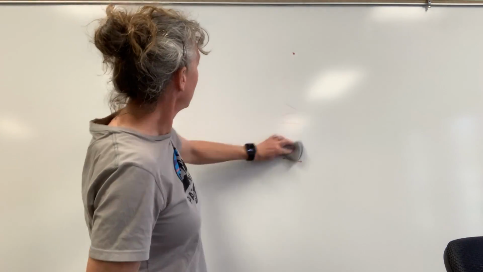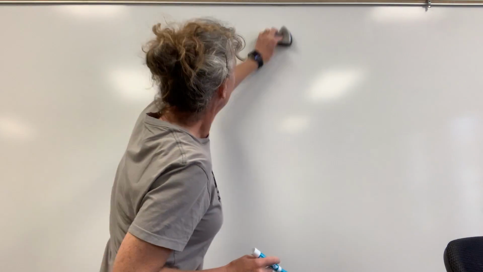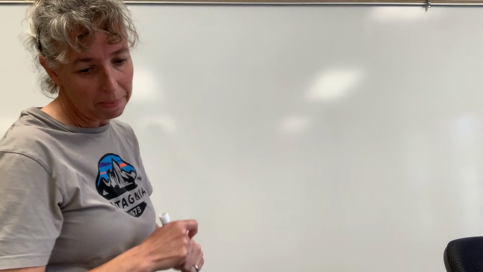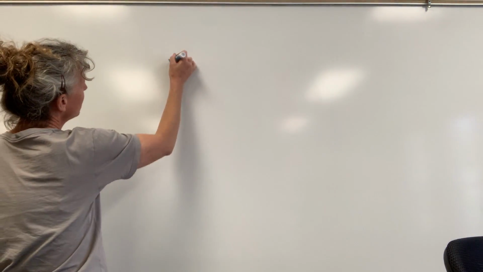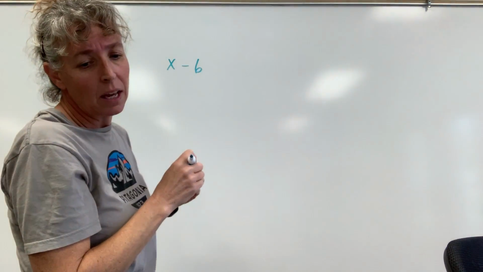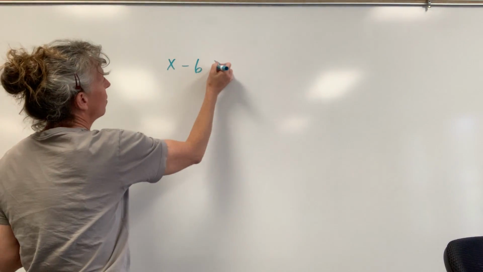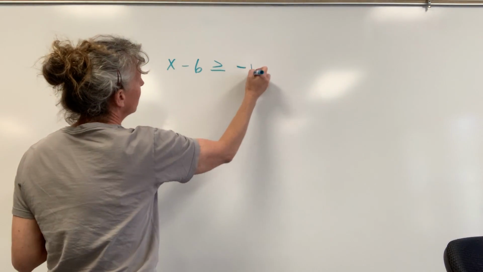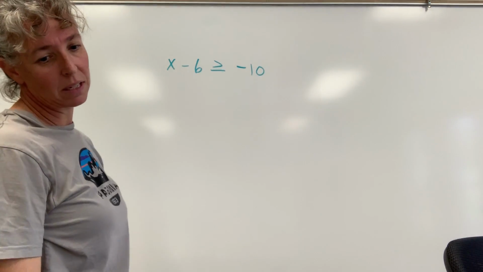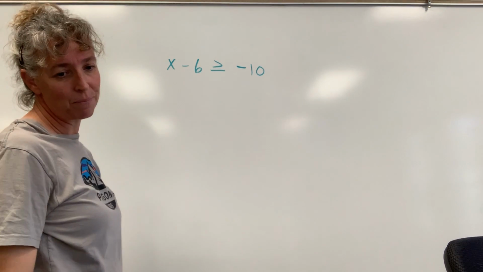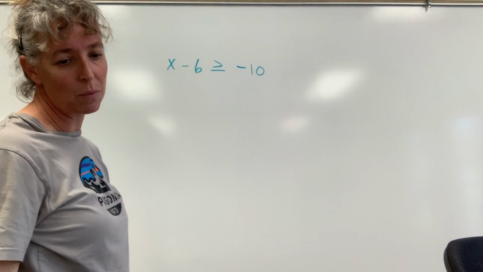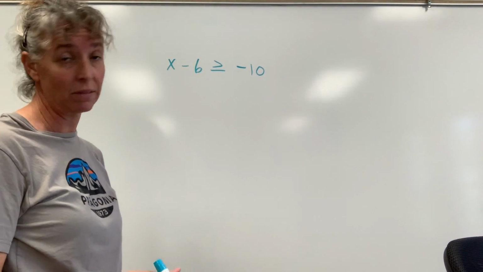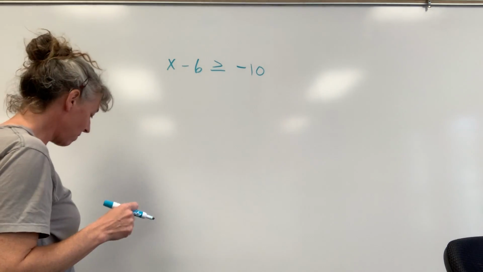So let me get rid of these. And let's start with example number 1 on page 320. So I think we did some of this before vacation, but all they're doing now is adding more steps to what we've already been doing, okay? So here we go. It's x minus 6 is greater than or equal to negative 10. For example number 1, they want us to solve it and then to graph it, okay? So we're going to solve it first.